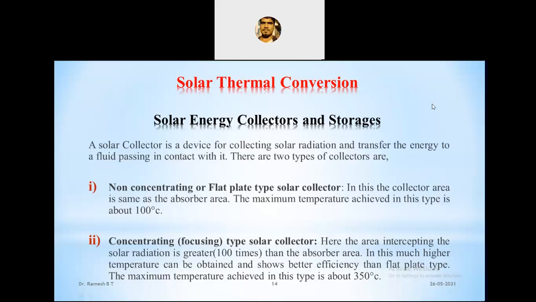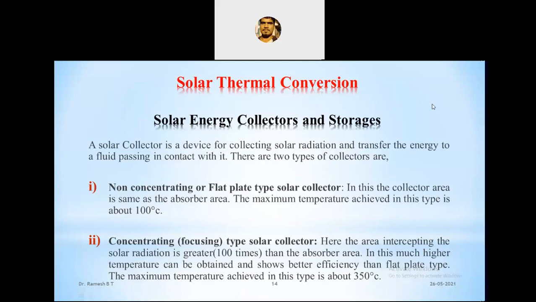We concentrate only on solar collectors, which are the devices used to collect the solar radiation and transfer that energy to the fluid passing over it. There are two important types of solar collectors. The first one is non-concentrating or flat plate collectors, and the second one is concentrating or focusing type. The first one is the non-concentrating or flat plate type of solar collector.